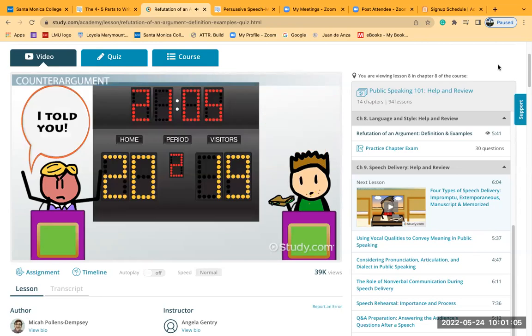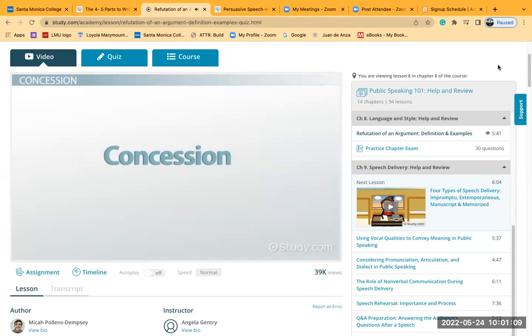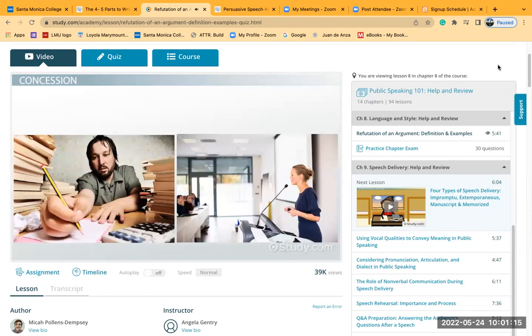If a writer happens to agree with certain aspects of the opposing argument, then he or she can make a concession, which would mean to admit that an opposing view is correct. Writers and speakers will use concessions sparingly, though, because it can very easily undermine their own argument.